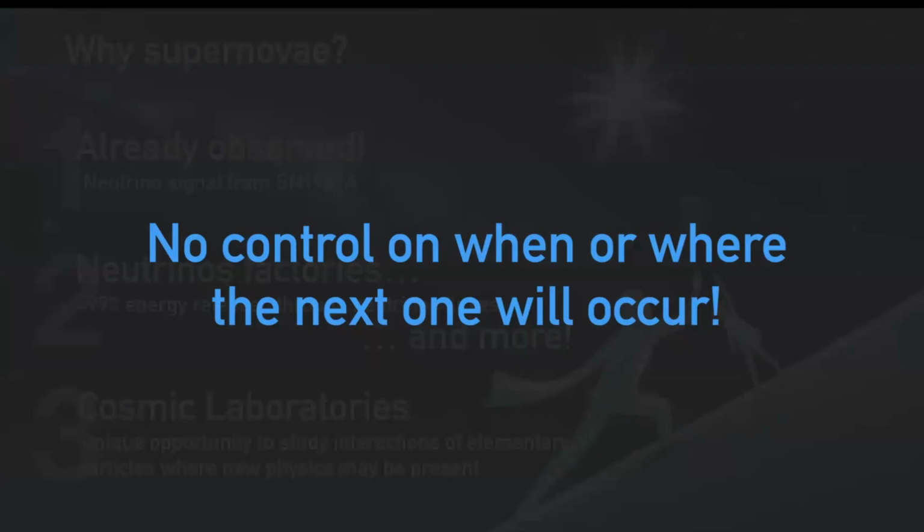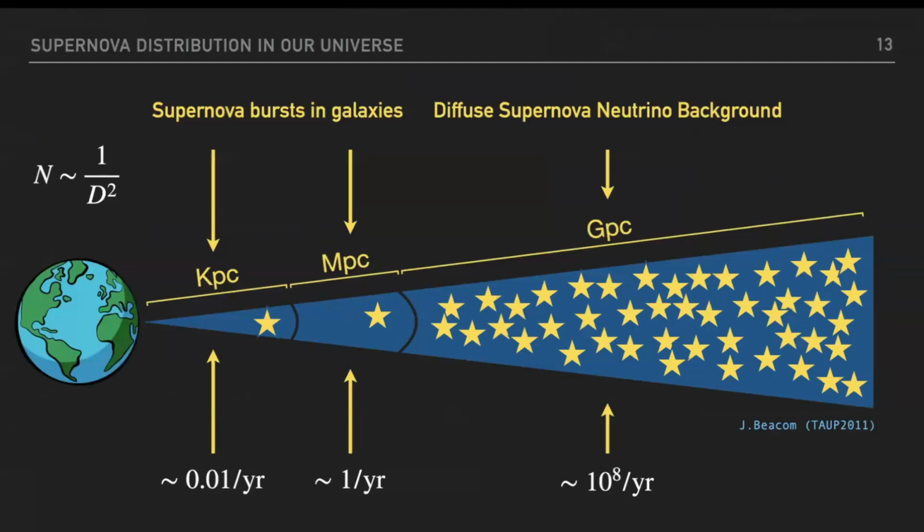The negative aspect of doing neutrino physics with supernovae is that we do not have control over when or where the next one will occur. This sketch represents the expected core collapse supernova distribution within our universe as a function of the distance to the Earth. You can see that the expected rate of core collapse supernovae increases with increasing distance to the Earth. But the expected rate that we can observe from supernova neutrino interactions within our experimental devices decreases as the distance squared.